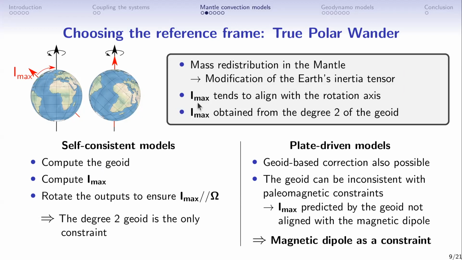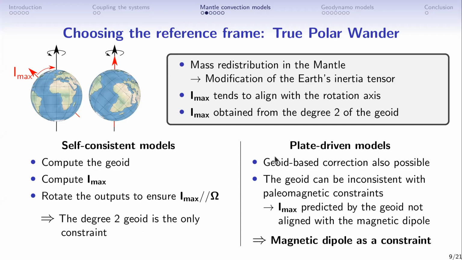And the maximum inertia axis in mantle convection models can be obtained from the degree 2 of the geoid. So if the model is self-consistent, the procedure to correct for this true polar wander is to extract the geoid from the model, from this geoid, compute the maximum inertia axis, and then rotate the outputs to ensure that the maximum inertia axis stays parallel to the rotation axis. Which means that in these self-consistent models, the degree 2 of the geoid is the only constraint on the reference frame.